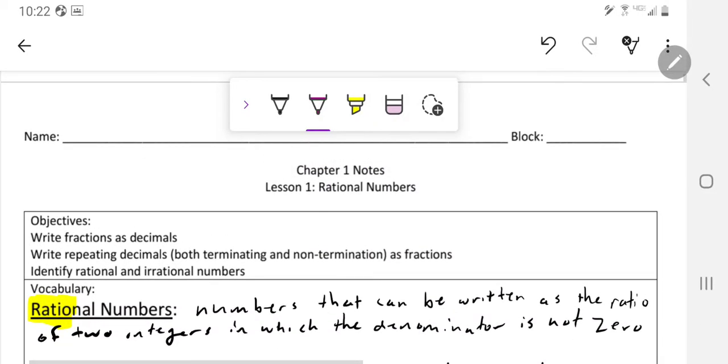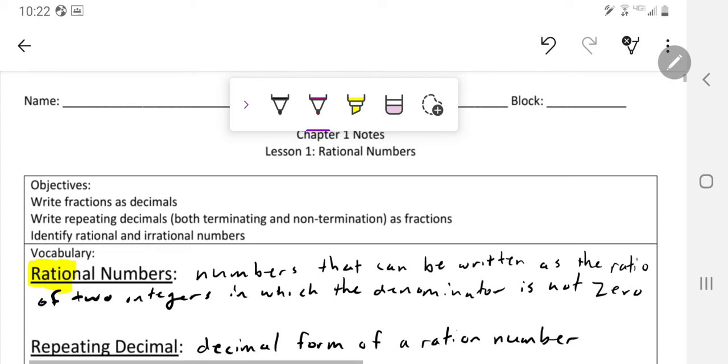So here we go. We're going to start on our first virtual notes for the year. We got Chapter 1 notes, Lesson 1, rational numbers. Our goals today, our objectives are to write fractions as decimals. Write repeating decimals, both terminating and non-terminating, as fractions. So writing decimals as fractions. And then identify rational and irrational numbers.